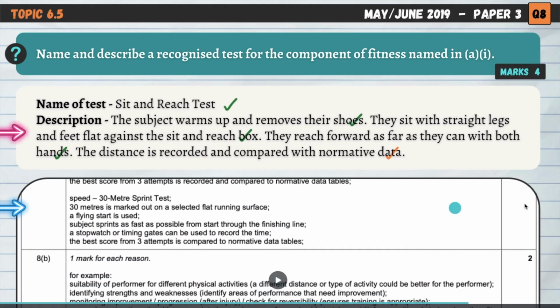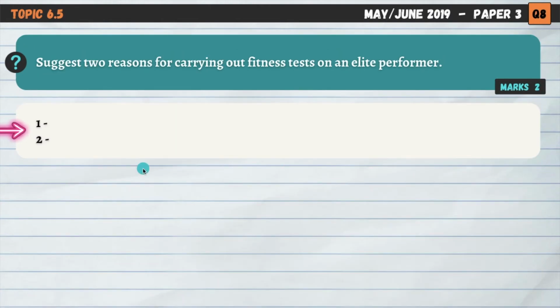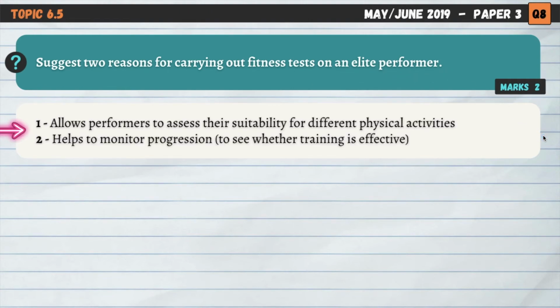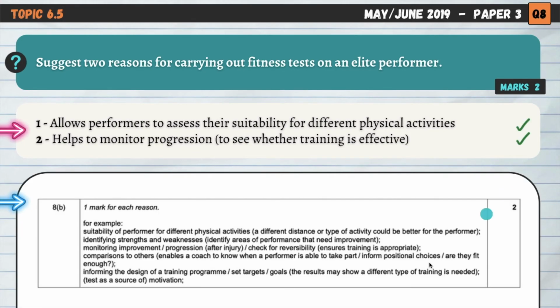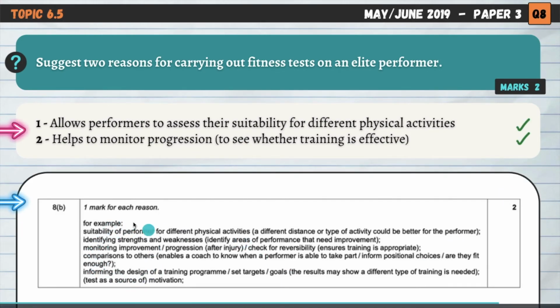So skip back and pause and have a look at the points you could have included for any of the fitness tests, if you're marking your own work, if you had a go at that question. Topic 6.5, suggest 2 reasons for carrying out fitness tests on an elite performer. So 2nd time we've had this question already. It comes down to the reasons for fitness testing. So there's the mark scheme again, same mark scheme as before. Really good idea to remember the reasons for fitness testing. Why is it that we fitness test?